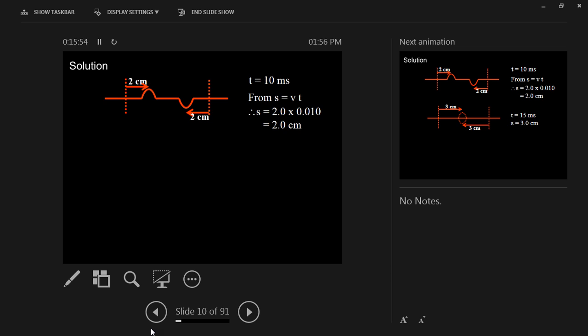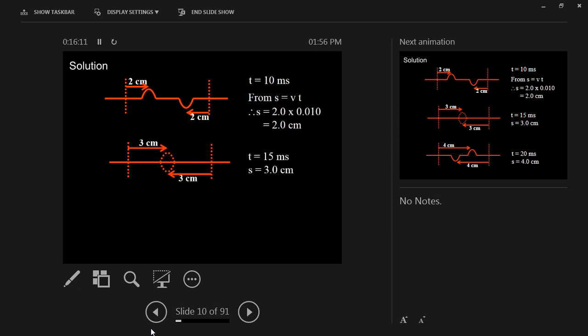Draw the individual pulses first. The answer for the second one is just a straight horizontal line because they overlap and they cancel out according to the principle of superposition. So you should end up with 0 everywhere.